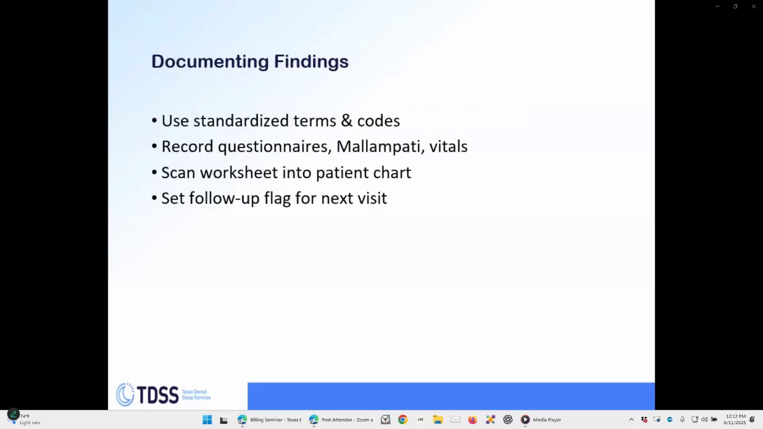Everything you found, basically. The medical history risk factors you identified, the results and scores from the screening questionnaires. Definitely make sure to note that Epworth Sleepiness Scale score. Record the Mallampati classification, class 1, 2, 3, or 4. Document your observations about the oral and airway anatomy: large tongue, big tonsils, retrognathia, etc.